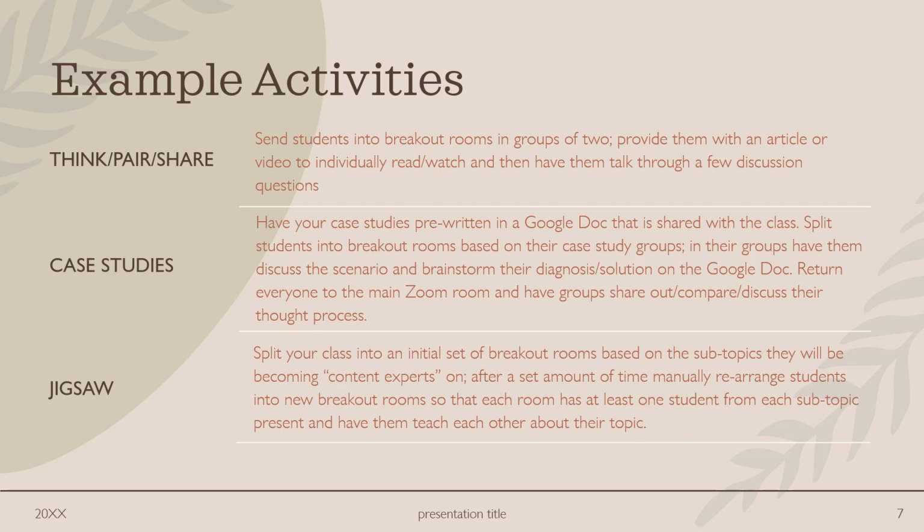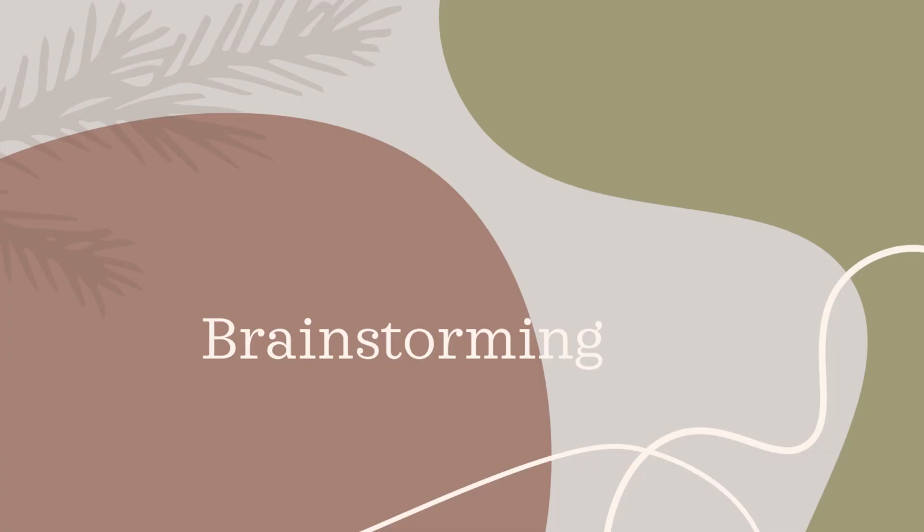Then for your next round of breakout rooms, manually switch students into different groups such that each breakout room has at least one student from each topic represented. In these new groups, students will then share out what they learned about their topic and work through a few discussion questions together. The next style of activity we'll be focusing on is brainstorming activities.